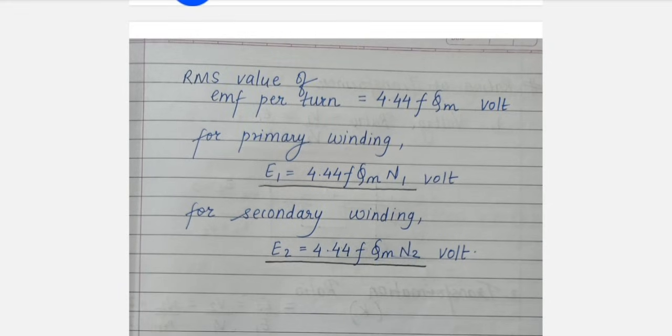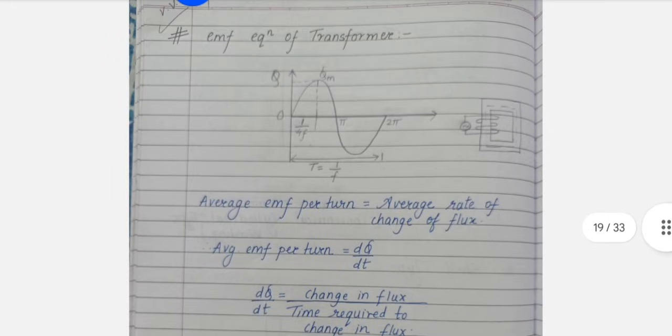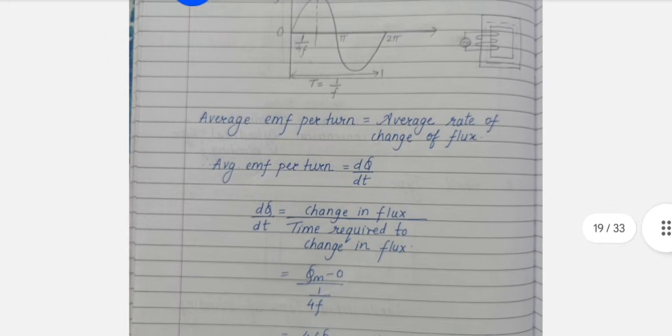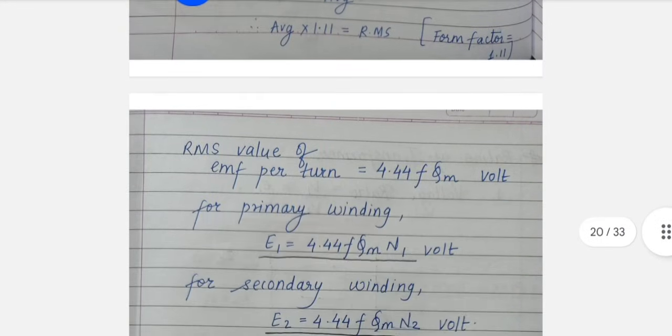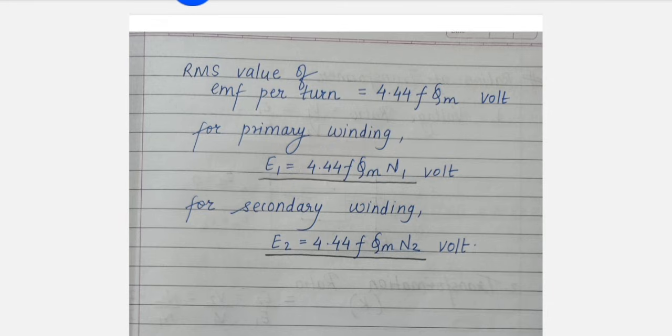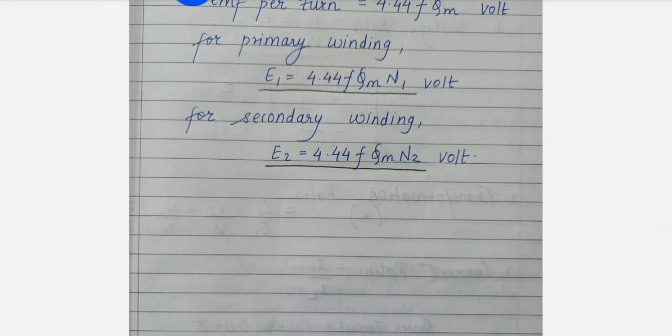Was there anything which was very difficult? No. So here you just have to practice this. The thing you have to remember is that you have to draw this diagram, then you have to derive average EMF per turn. Then you have to remember that with the help of form factor you derive the RMS value of EMF per turn, and similarly you derive for primary winding and secondary winding just by multiplying by N1 and N2, and yes, your derivation is over.